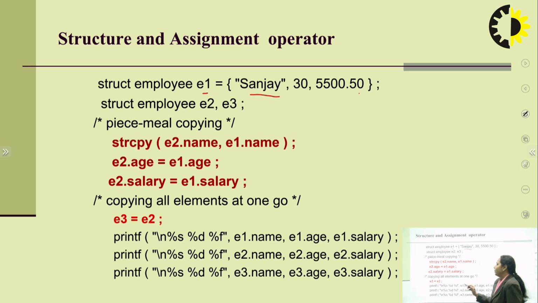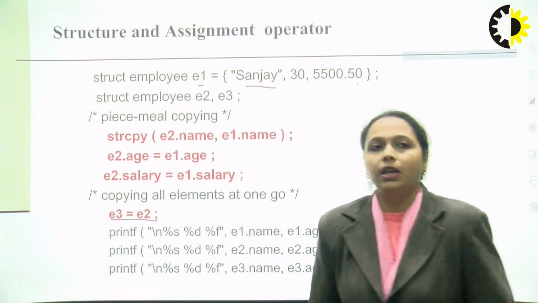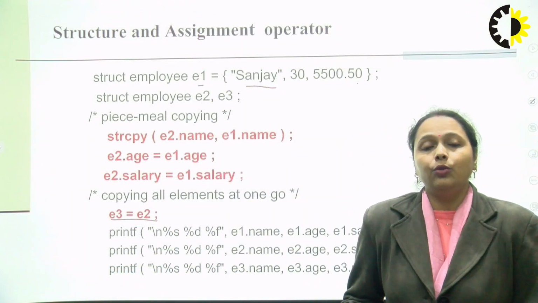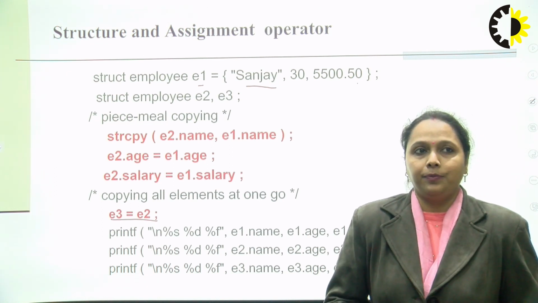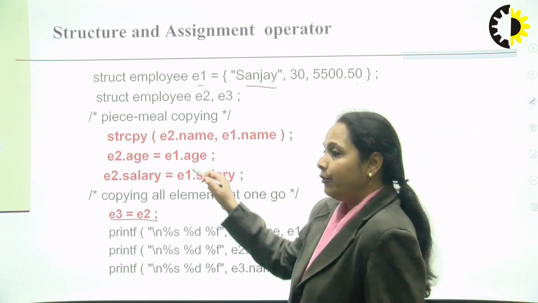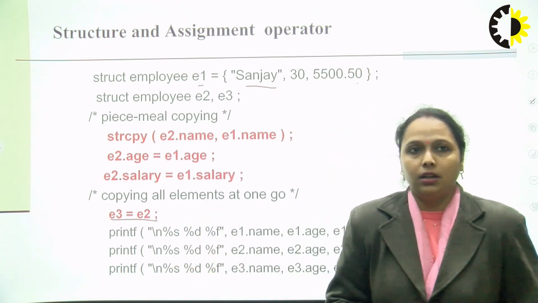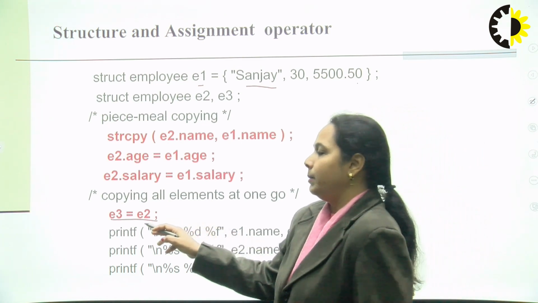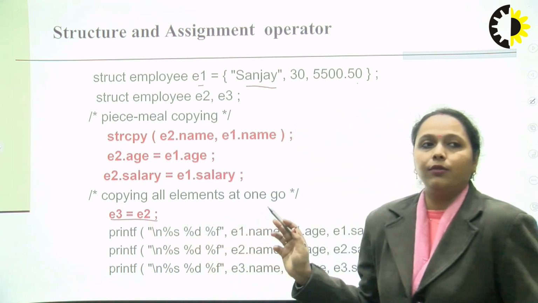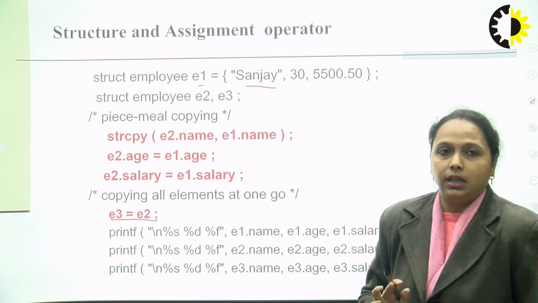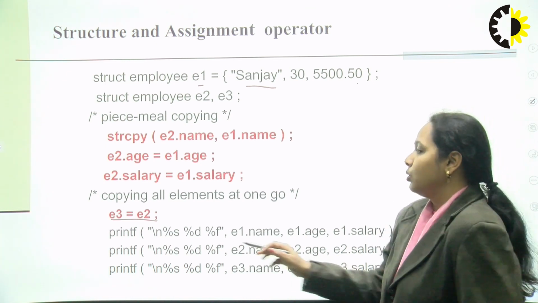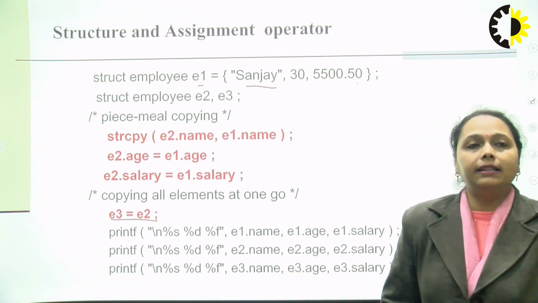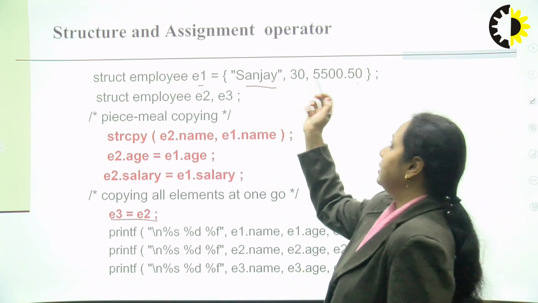The second thing is, we can directly write E3 is equal to E2, which means all the contents of E2 will be transferred to E3. All three fields of data will be transferred, not a single field. This particular statement means all the field data will be transferred to E3. So now after this we can print E1, E2, E3 and all will yield the same result, that is Sanjay, 30 and 5500.